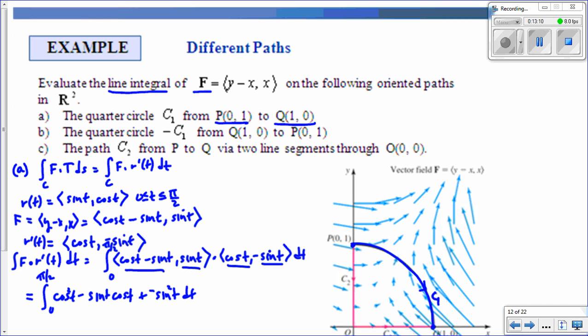Okay, so now let's evaluate this. First thing that comes to my mind is I've got a cosine squared minus a sine squared, and I remember a trig identity that cosine squared minus sine squared is actually cosine of twice the angle. So if I can switch this over to just cosine of 2t, that makes it much easier to integrate. So cosine squared t, it's the double angle formula for cosine, minus sine squared t is cosine of 2t.